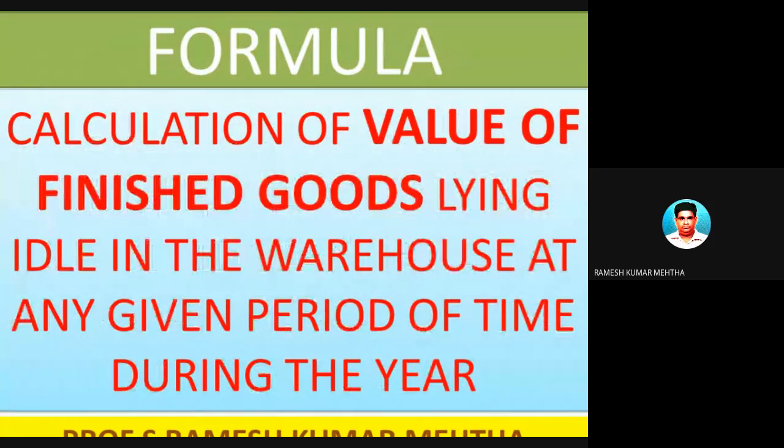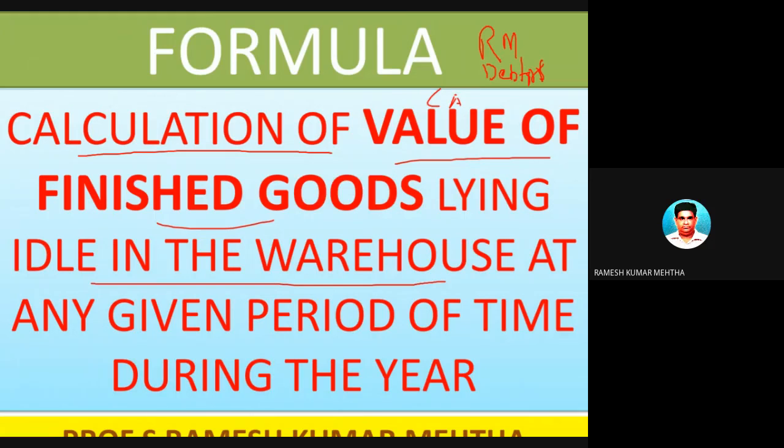Today we will continue the discussion and try to find out the other formulas pertinent to current assets and current liabilities. And the third formula we are going to discuss today is the value of finished goods. So so far, we have seen raw material and debtors. Today we are going to talk about the amount of money or capital which is stuck in finished goods at any given period of time, which is a current asset. So the third formula which we will try to derive is the calculation of value of finished goods lying idle in the warehouse at any given period of time during the year.